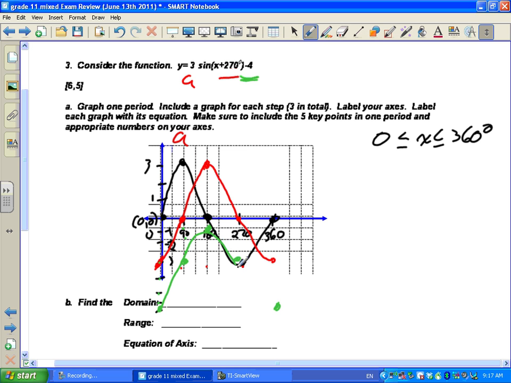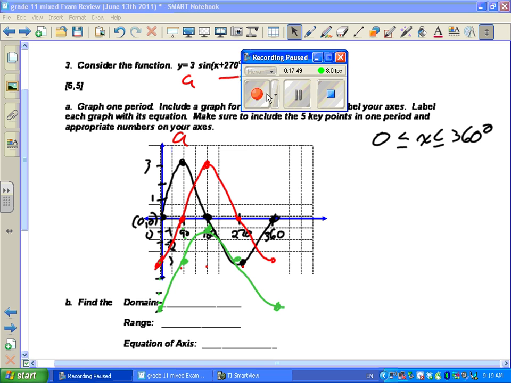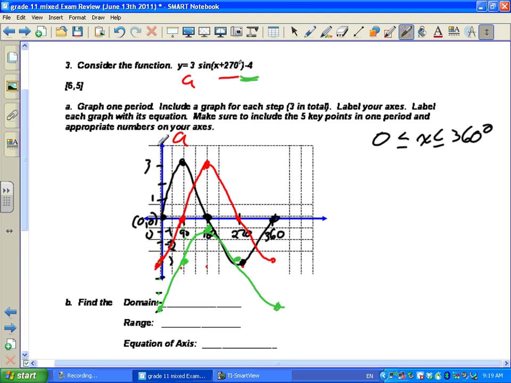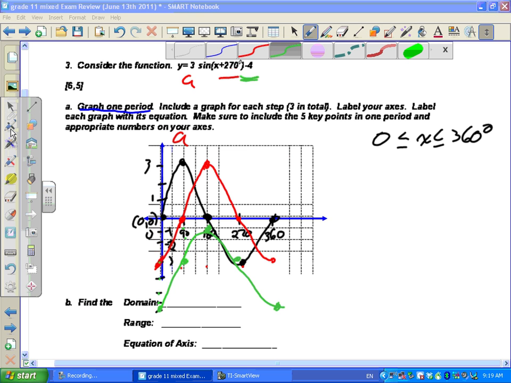So if you drew the scale properly, our final graph is in green. It's been shifted down 4 units to the left 270, and it has a new amplitude of 3. In the question, it asks you to only graph one period. Graph one period and include 5 key points. So let's put our 5 key points of our new graph right now.